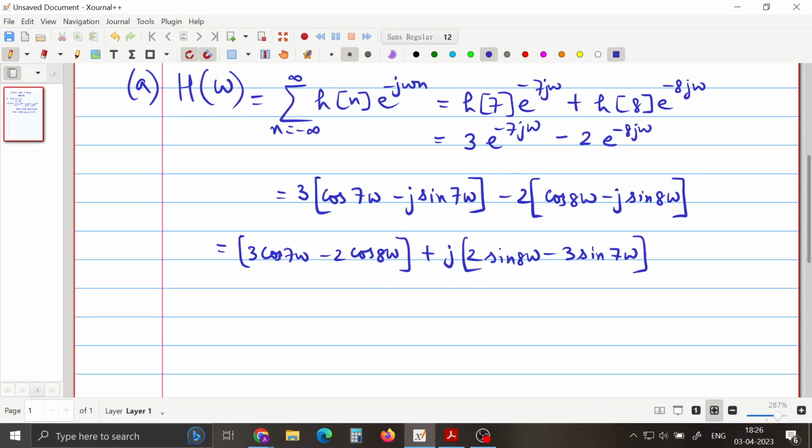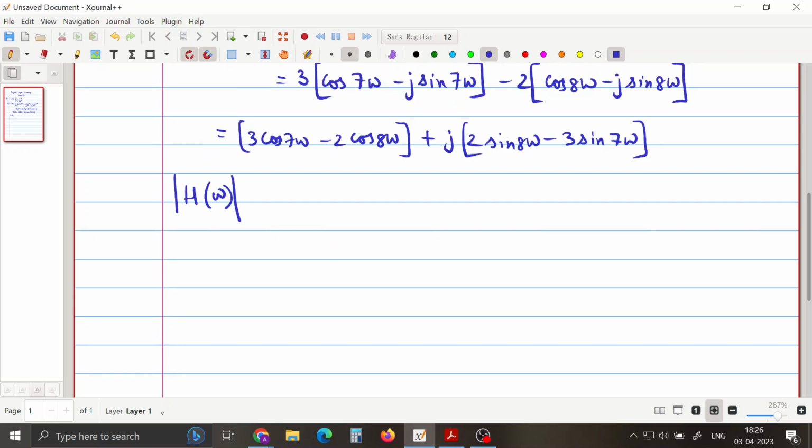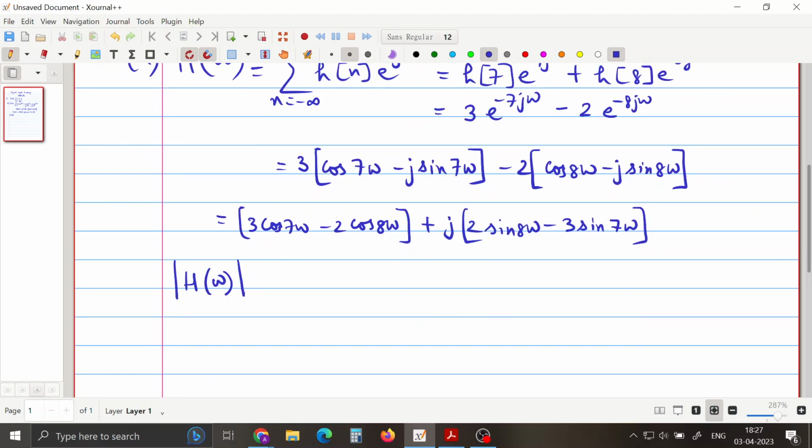Okay. Now what about the magnitude? Mod of capital H of omega. So we just take its magnitude, so it's square root of real part square plus the imaginary part square. So we have this.